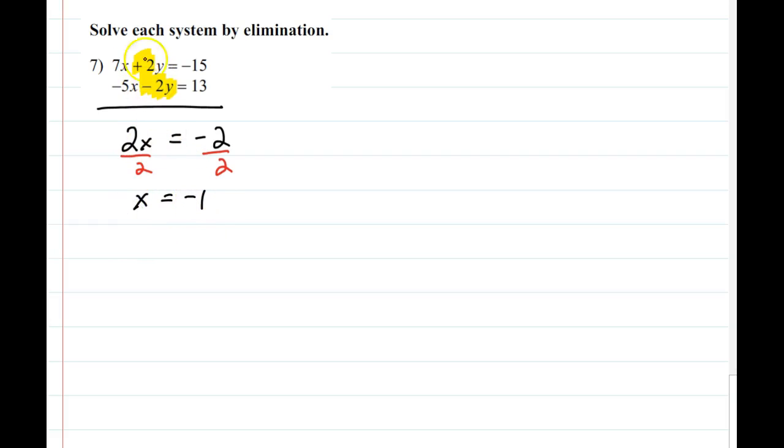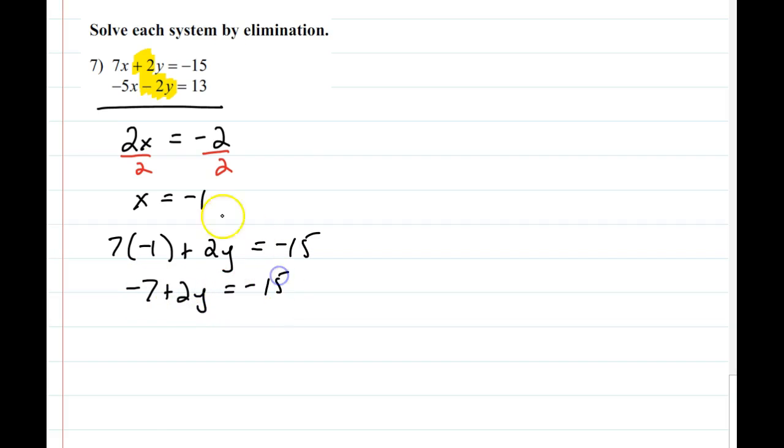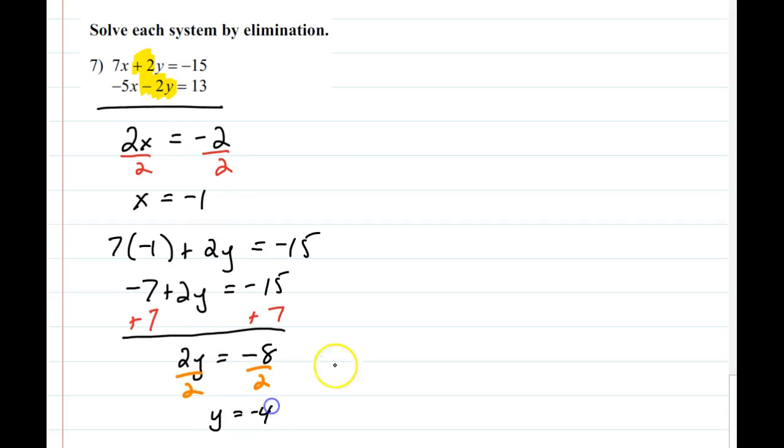So now I'm going to plug that back into, I'm going to use my top equation. So 7 times negative 1 plus 2y equals negative 15. Add the 7 to both sides. So we get 2y equals negative 8. Divide by 2. And I get y equals negative 4. So I think the answer is negative 1 comma negative 4.